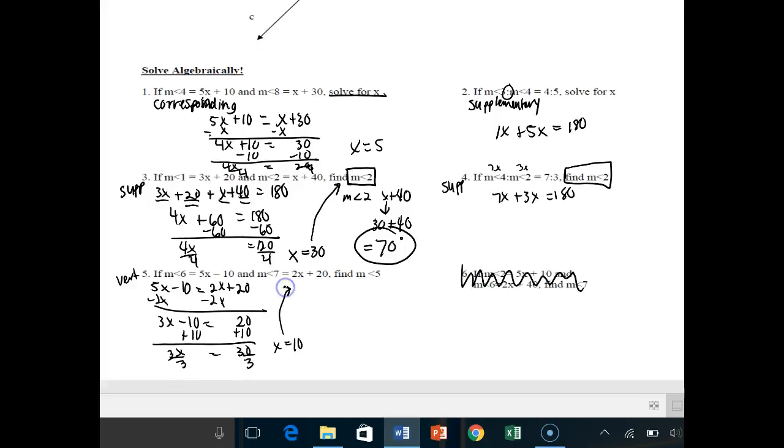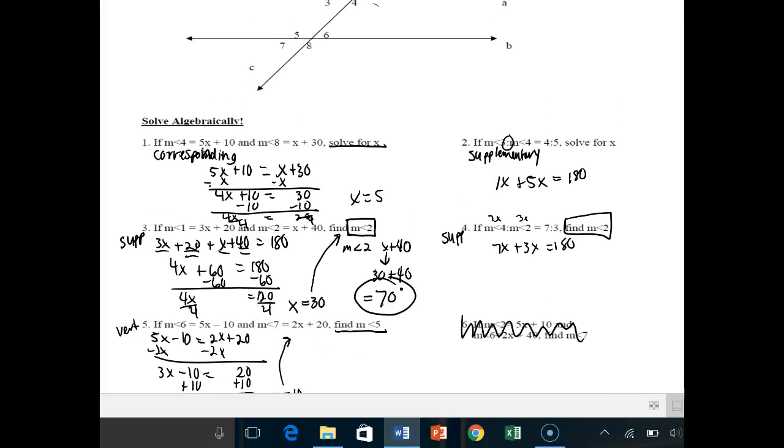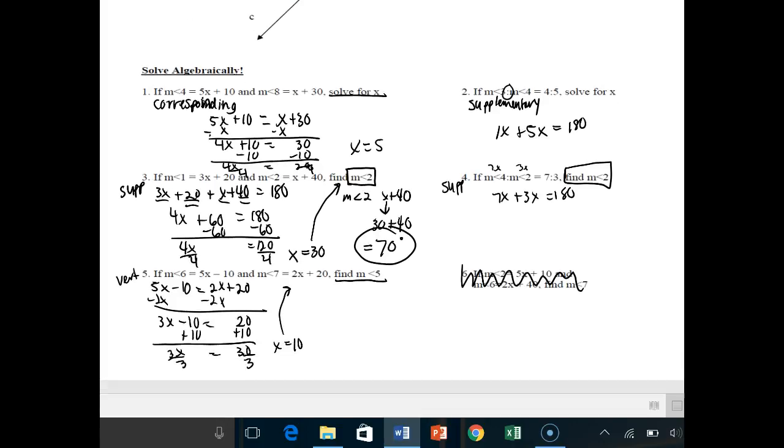Plug back in for one of these. Now think about it. We want to solve for the measure of angle 5. If you look up here, we want to solve for that obtuse angle. It would help to know either 7 or 6 and then just subtract it from 180, because 7 and 5 are supplementary, or 5 and 6 are supplementary. So let's just do the measure of angle 6, which was equal to 5x minus 10, or 5 times 10 minus 10, or 50 minus 10, which is equal to 40.